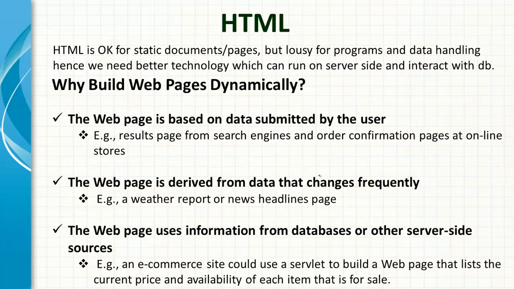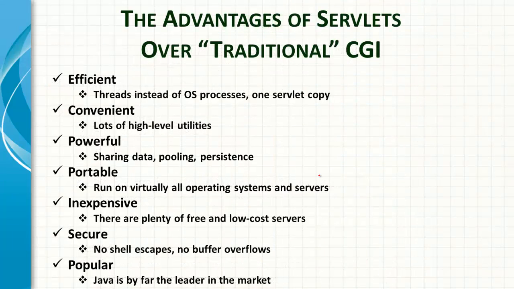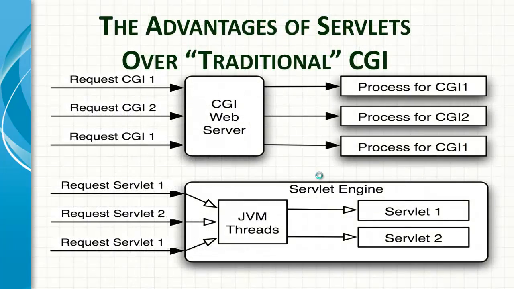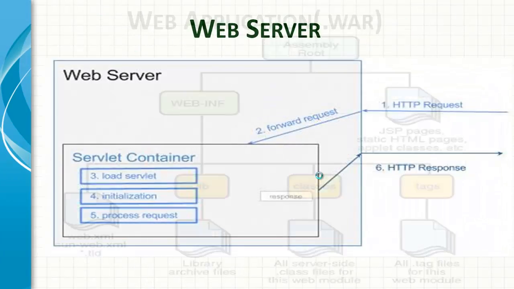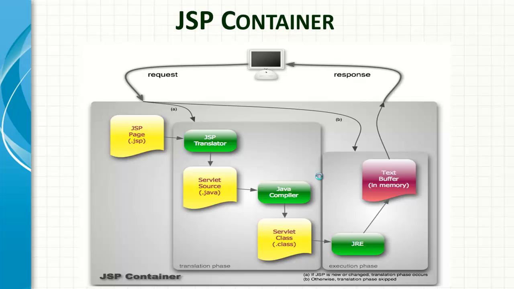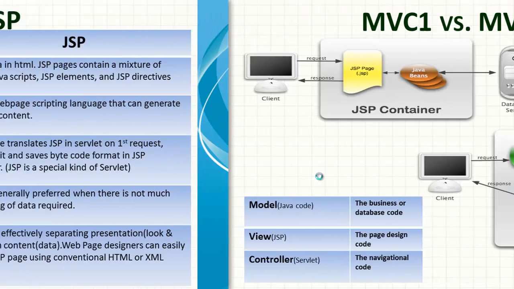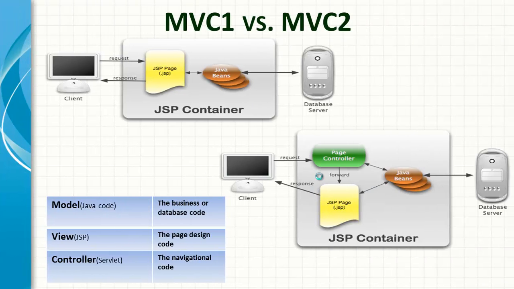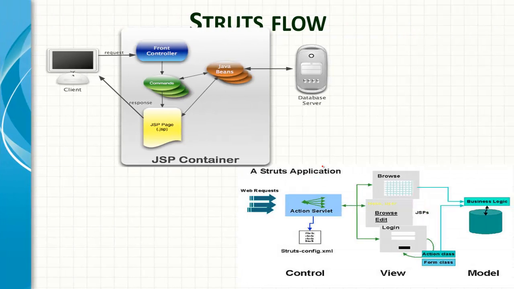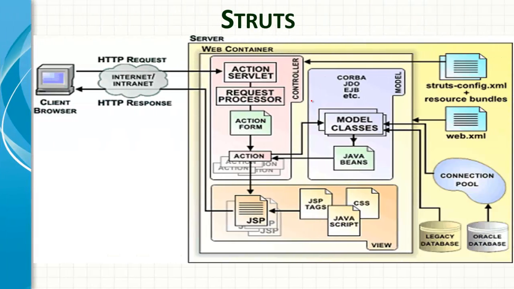So we discussed HTML, the advantages of servlet over CGI, and then we discussed the containers a little bit, and the JSP container, then servlet versus JSP, then MVC1 versus MVC2. Then we also saw Struts, what it brings, how it is better than MVC1 and MVC2, and what kind of implementation of the MVC it is. And we also saw the different code associated with this.